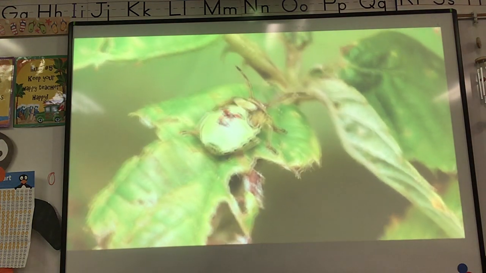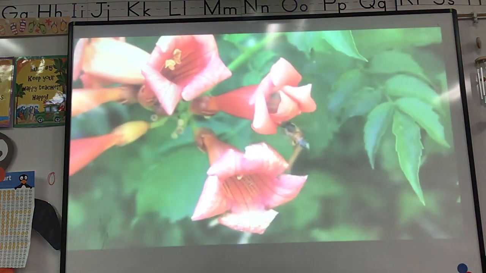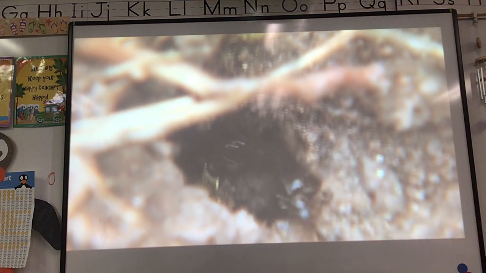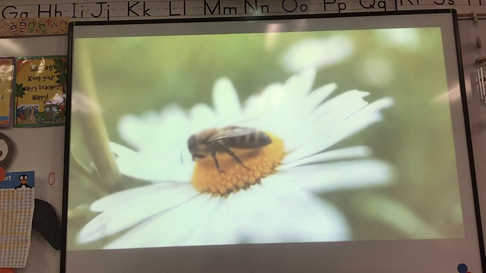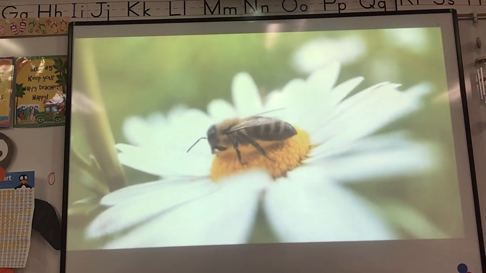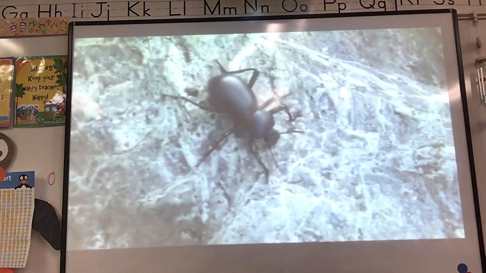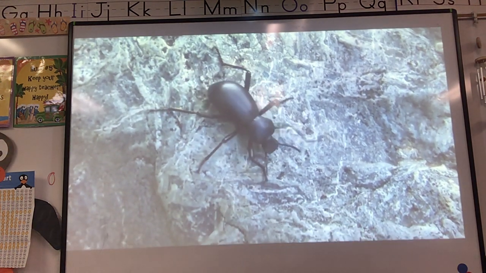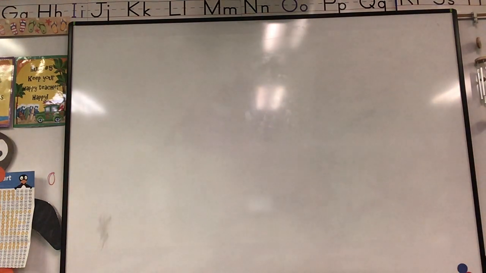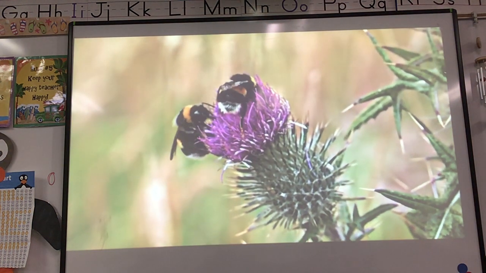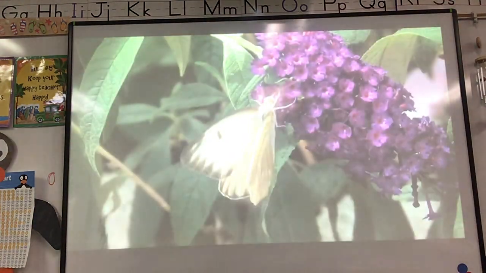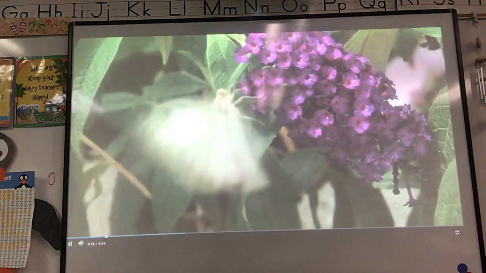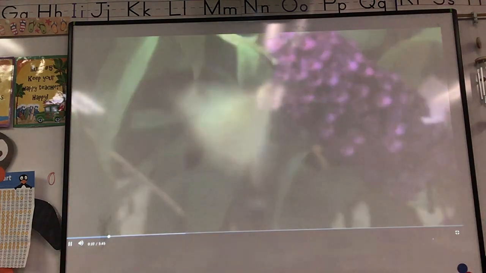They crawl on leaves. They fly through the air. They even dig in the ground. Insects are practically everywhere. They live on every continent, including Antarctica, although they prefer to live in warm areas. You are probably familiar with some common insects like bees, ants, and butterflies.